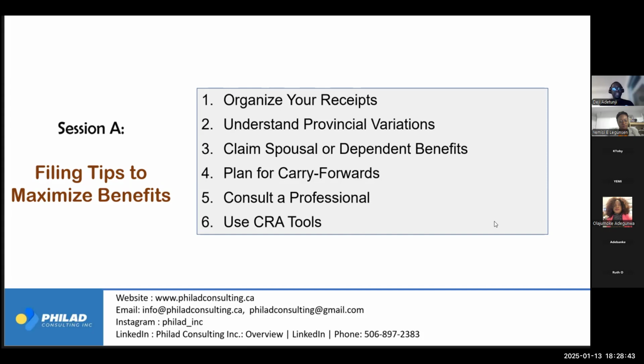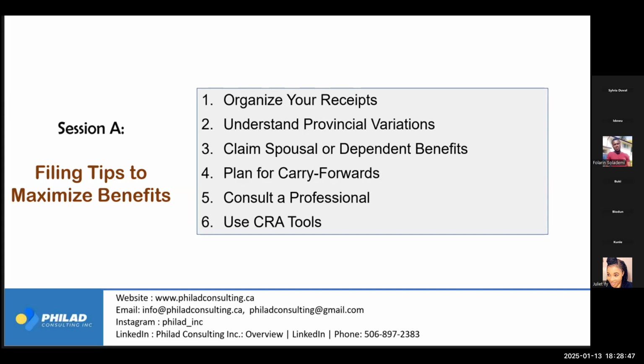Number three, claim spousal or dependent benefits, if applicable. You can maximize your tax benefits by claiming all those things. Look at it, research it, and claim every benefit you think you can claim. Like if you have a dependent who relies on you, and you pay for some of these related costs that are eligible, then try and claim everything.